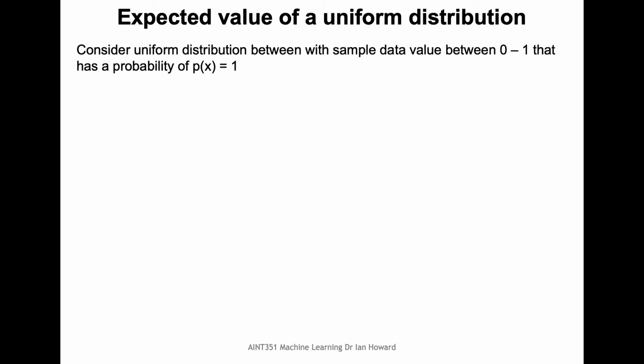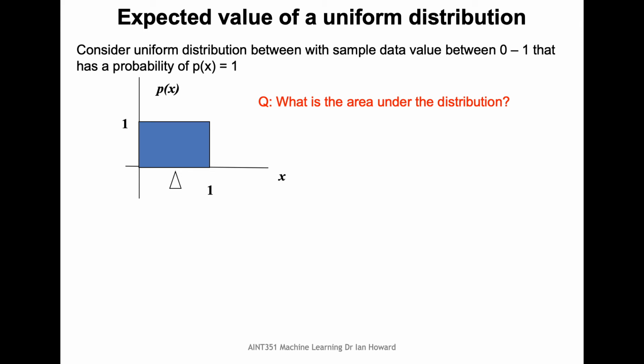So let's think about how we could calculate the expected value of a uniform distribution between 0 and 1. Obviously the density is going to be p(x) equals 1. It looks like that, like it did before. What is going to be the expected value? Well, we've already worked it out, haven't we? We can kind of say it's easy to do.